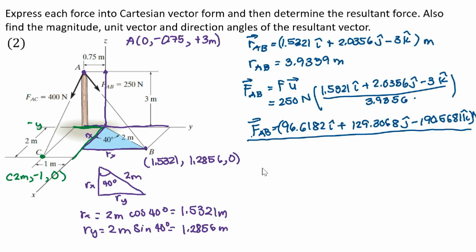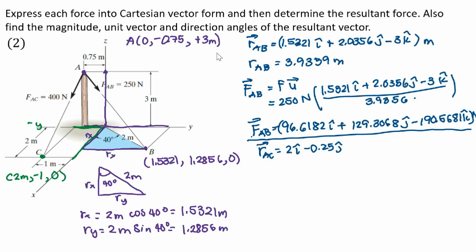Now, let's proceed for force AC. Before we can proceed for force AC, let's determine its position vector AC. That is C minus A. So, that is 2 minus 0, so that is 2 i hat. Negative 1 minus negative 0.75, so that is negative 0.25 j hat.